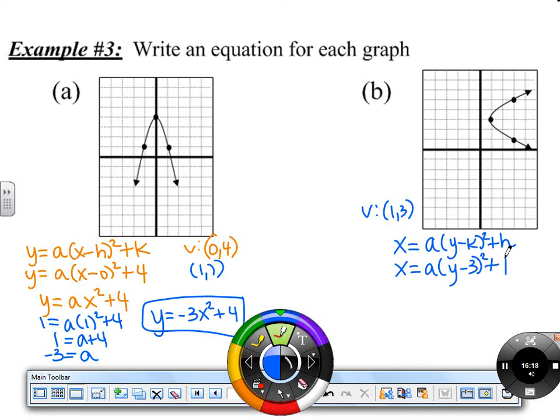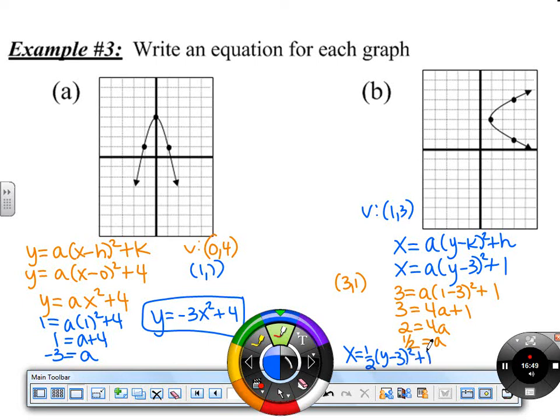And again, I need to find the a value, so I'm going to take a point that I can see on the graph. So if, for example, I see the point 3, 1, I'm going to plug that in for my x and y coordinates to be able to solve for a. And so here I get that a is equal to 1/2, giving me my final answer of x equals 1/2 y minus 3 squared plus 1.